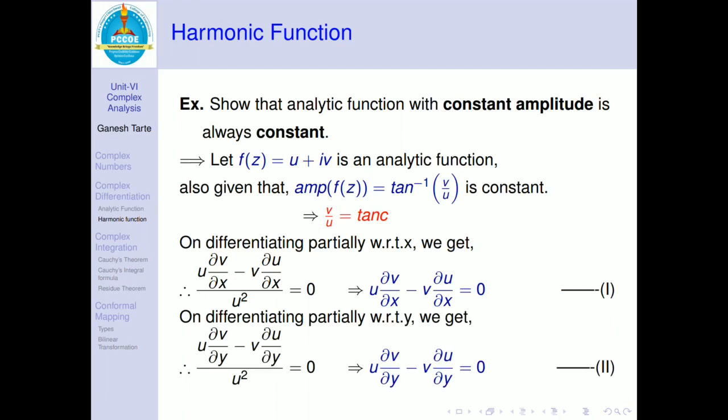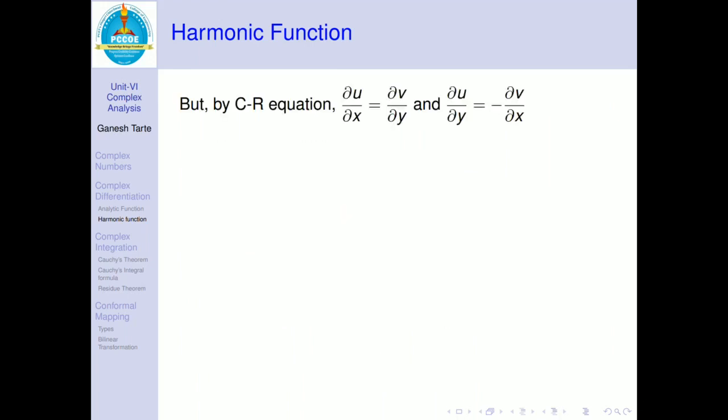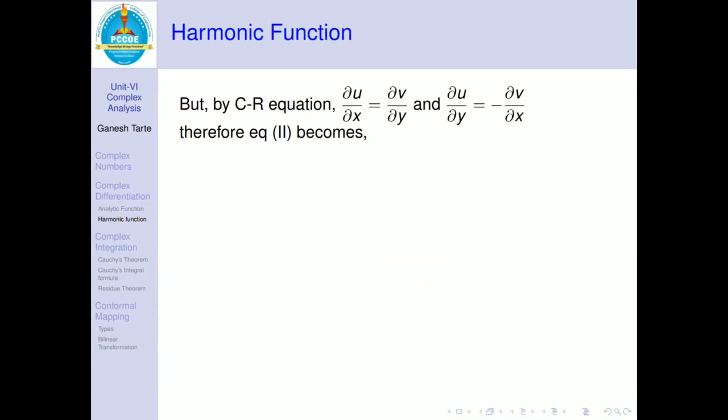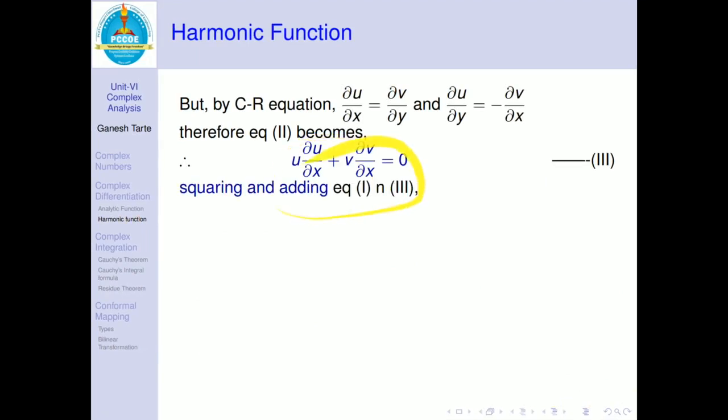Now again same logic, we convert equation 2nd into the form of partial derivatives with respect to x using the CR equations. By using the CR equations, ∂u/∂x is equal to ∂v/∂y, and ∂u/∂y is equal to minus ∂v/∂x. Equation 2nd becomes u into ∂u/∂x plus v into ∂v/∂x equals 0. So observe carefully, our first equation is in terms of partial derivative with respect to x, and the third equation is also in terms of partial derivative with respect to x.